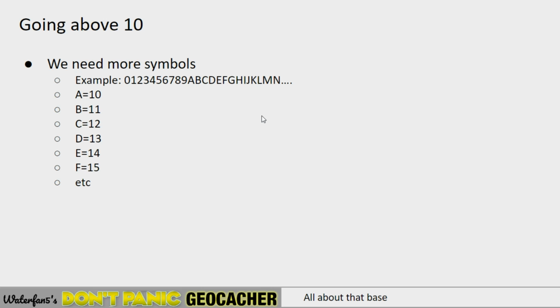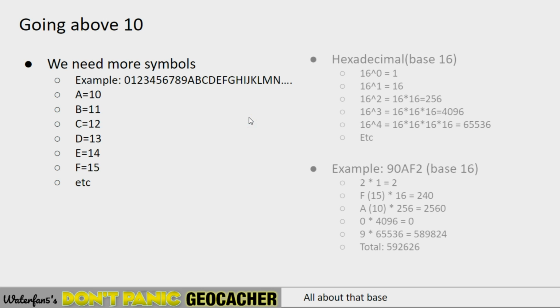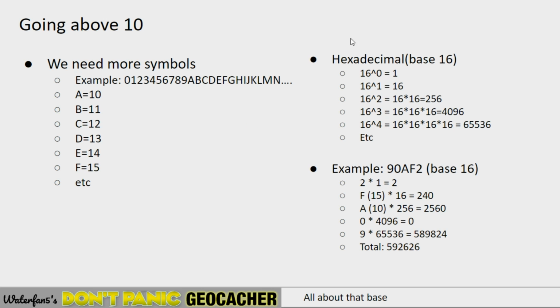So there's actually a very well-known system called hexadecimal that uses 16. And so you may see the keyword hex being used in puzzles. That may be a reference that hexadecimal, a base 16 system, is used. So now every digit can represent anywhere from 0 to 15. 0 is the normal 0, 9 is the normal 9, but then A is 10, all the way to F being 15.